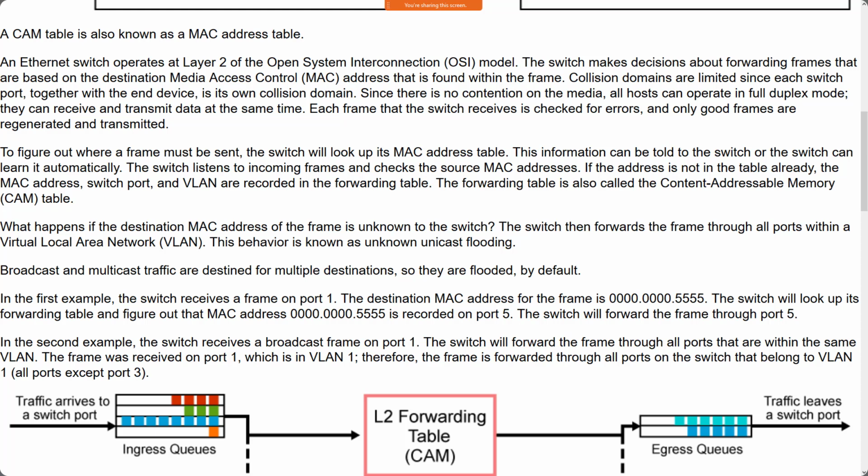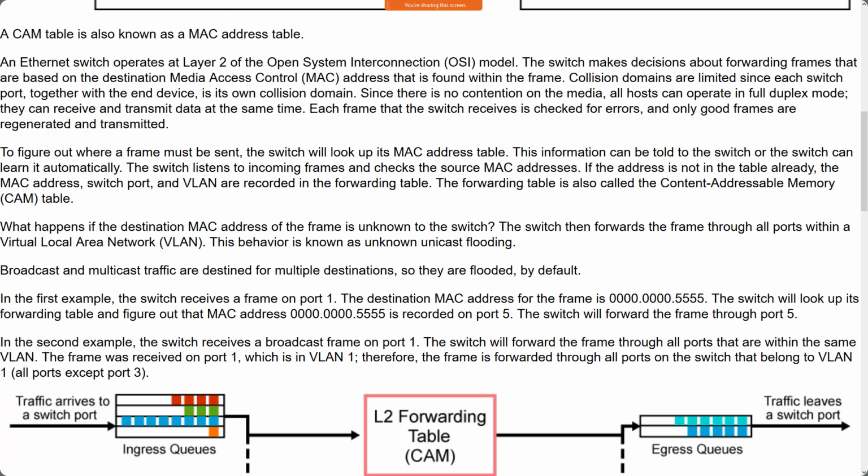Second paragraph here, to figure out where a frame must be sent, the switch will look up the MAC address in its MAC address table. This information can be told to the switch, or the switch can learn it automatically. So we can do gratuitous processing of information where I'm basically going to the switch for the sole purpose of telling that switch, hey, I'm here. Or, and this is probably more common, the switch simply just waits for frames to come in. And then based on that frame arriving on a particular port, the switch will then map that particular MAC address to that particular port. All right.